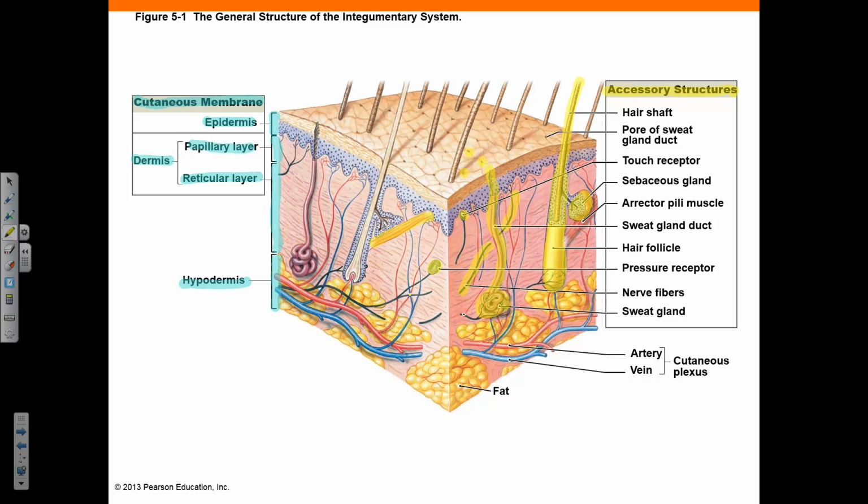It also is important to note the cutaneous plexus, which is located down here in that hypodermis region, again, not actually part of the integument system. This network of blood vessels helps supply the dermis with blood.